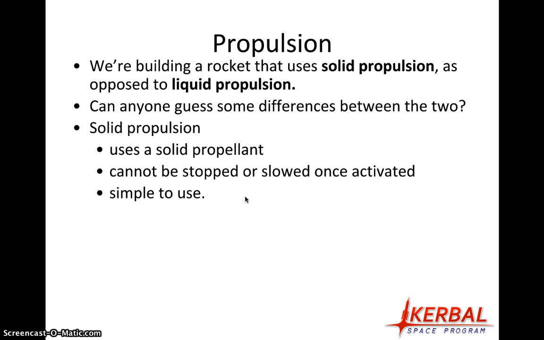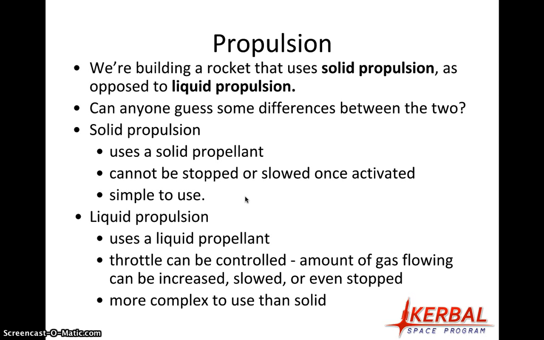Solid propulsion uses a solid propellant, cannot be stopped or slowed once activated, and is simple to use. Liquid propulsion uses a liquid propellant. The throttle can be controlled, the amount of gases flowing can be increased, slowed, or even stopped. It is more complex to use than solid. We're going to be flying with both rockets so you can see the differences.